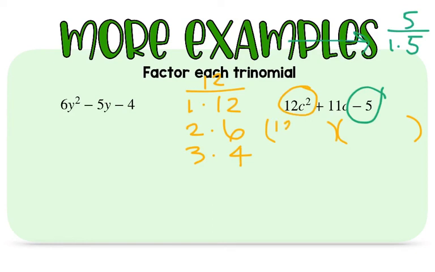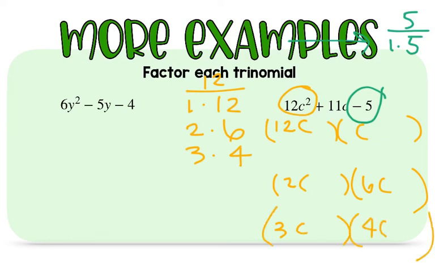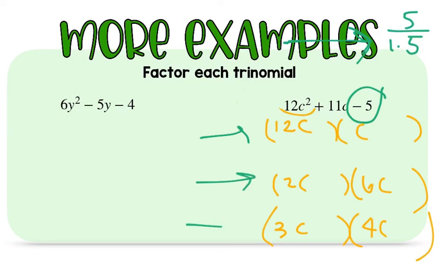So let's try writing 12C times C, 2C times 6C, and 3C times 4C. And I'm getting all those combinations just by all these numbers right here. So now I'm going to erase that because I've written my combinations, and now it's your job to take the factors of 5 and determine which of these should it go in to FOIL out to match the original. So pause the video here and figure that out and hit play when you're ready to check.